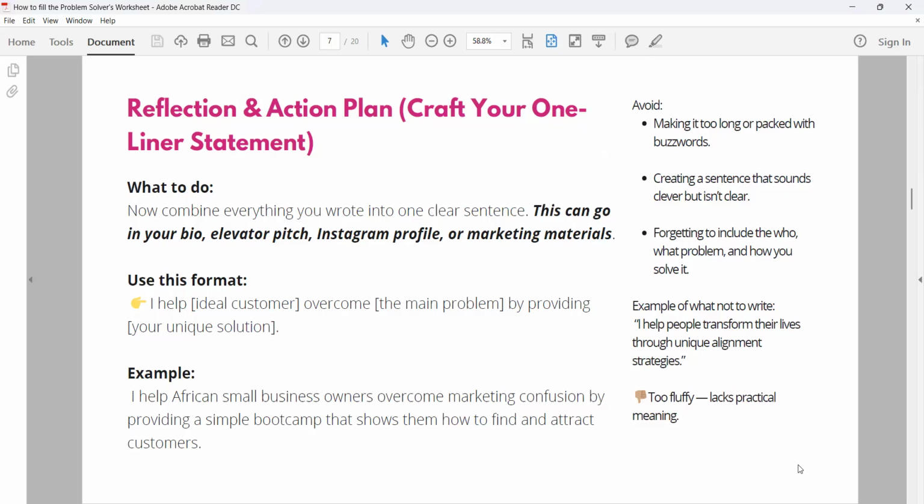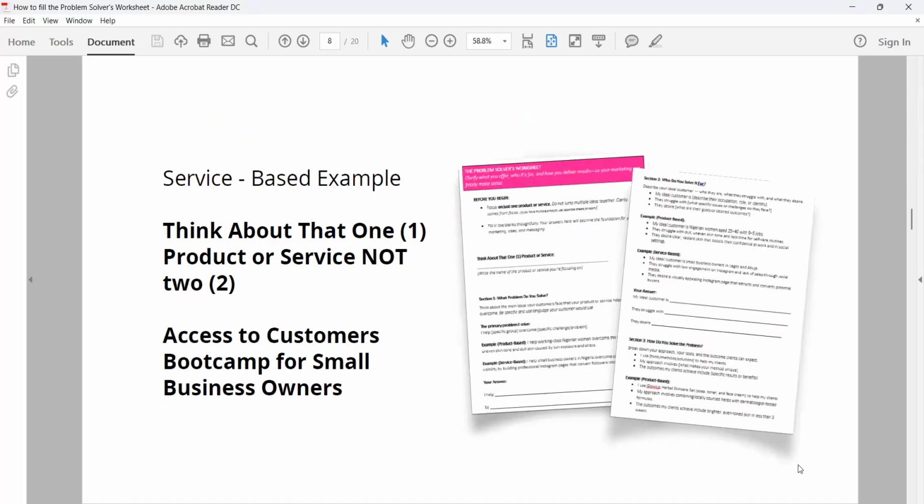But when you're filling this part, avoid making it too long or packed with words just to make people feel good. Avoid creating a sentence that sounds clever, but is not clear to whoever is reading it. Avoid forgetting to include who, what the problem is, and how you solve it. Okay? Example of what not to write: I help people transform their lives through unique alignment strategies. You have really not said anything. It lacks meaning. So let's see examples.